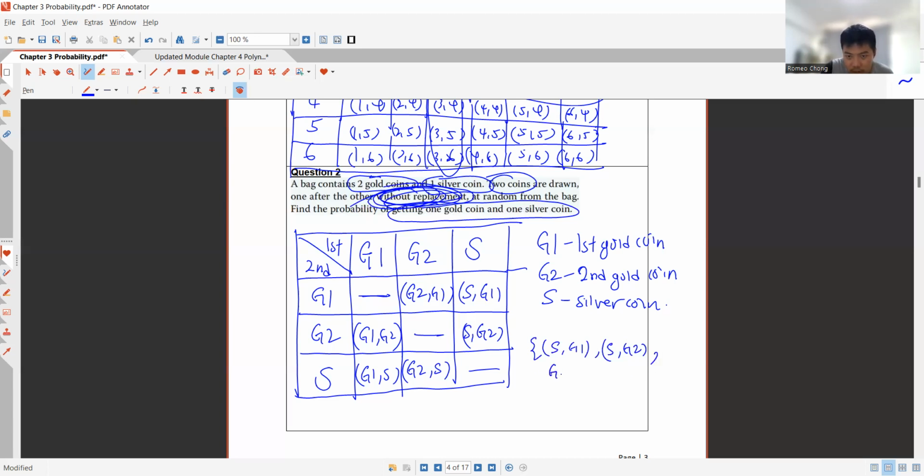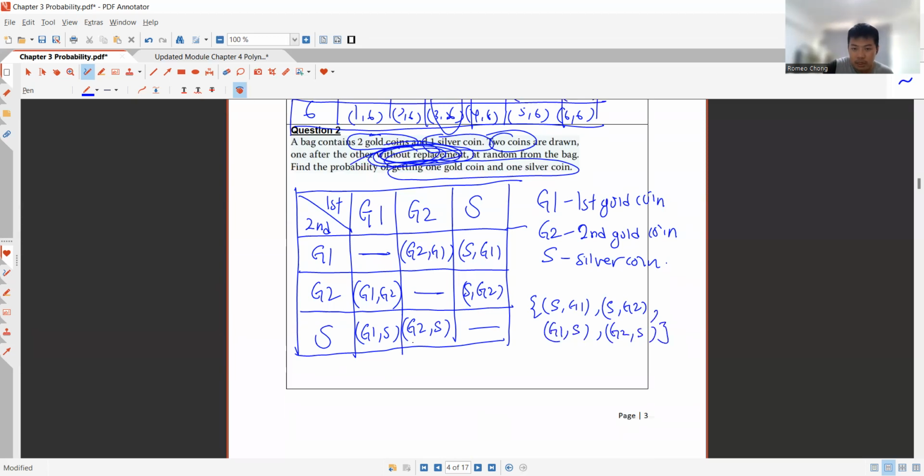Then after that, we have also G1S. Either you get the gold coin first and then followed by the S, or the second one is the G2 coin followed by S. So you see, when you list out, you will see clearly that there are actually four possible outcomes if you want to get one gold coin and one silver coin. Okay, then after that, when I ask for the probability, meaning that you have to write out the probability of one gold and one silver. Okay, you don't need to write so long.